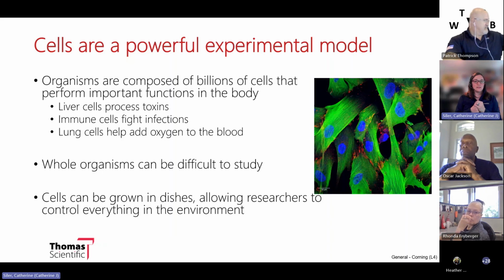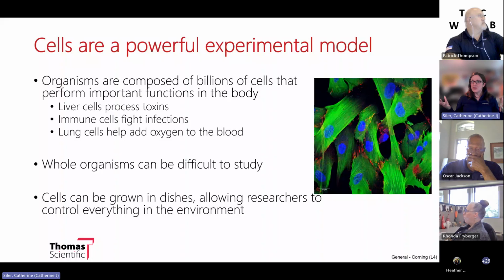Now, the reason that we like to work with cells is because studying an entire organism is pretty difficult to do. Even something like your typical lab mouse, there's a lot going on there. And so if we want to answer some questions, we've got to simplify it. And so we go down to cells. Cells are great because we can grow these in dishes in the laboratory. We can control just about everything in the environment. That way we're able to answer questions because we're in charge of everything. So if I change one thing, what happens? That helps us make further discoveries in science.